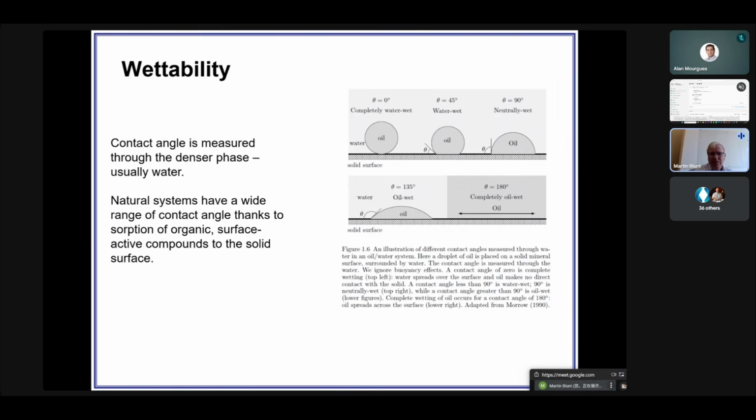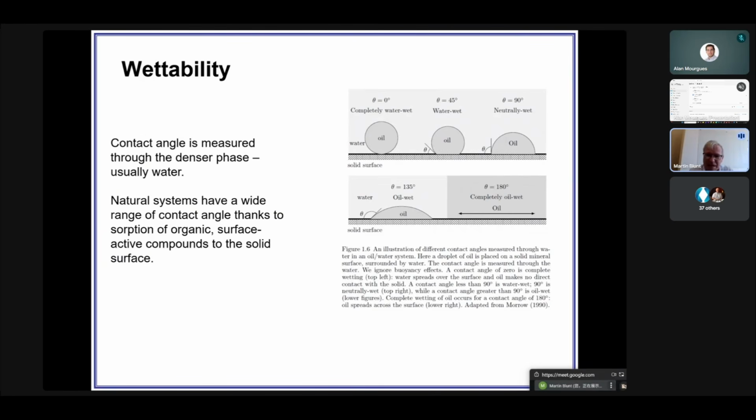Okay, now, how do we measure contact angle? In physical chemistry, we measure the contact angle through the denser phase, and that phase is normally water, right? Water is generally denser than oil, or if we had a gas oil system, actually the contact angle we measure through the oil. If we have a gas water system, it's measured through the water, okay?